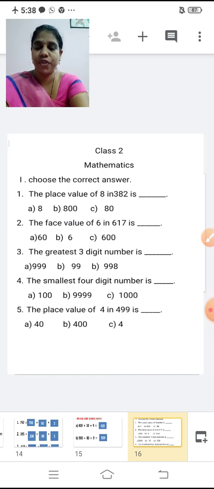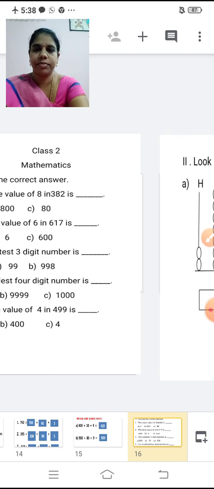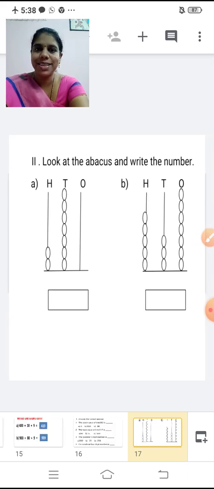And here is some worksheet for you. The place value of 8 in 382 is, the face value of 6 in 617 is, the greatest 3-digit number is, and the smallest 3-digit number is, the place value of 4 in 499 is, and look at the abacus and write the number. Just count the beads on the abacus and you're going to write the number.